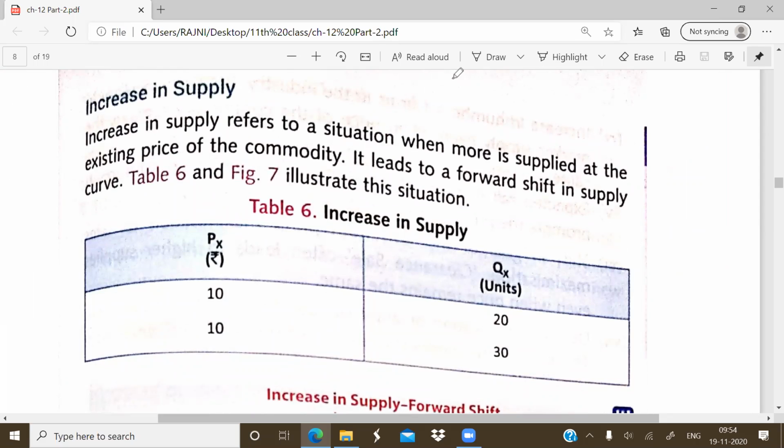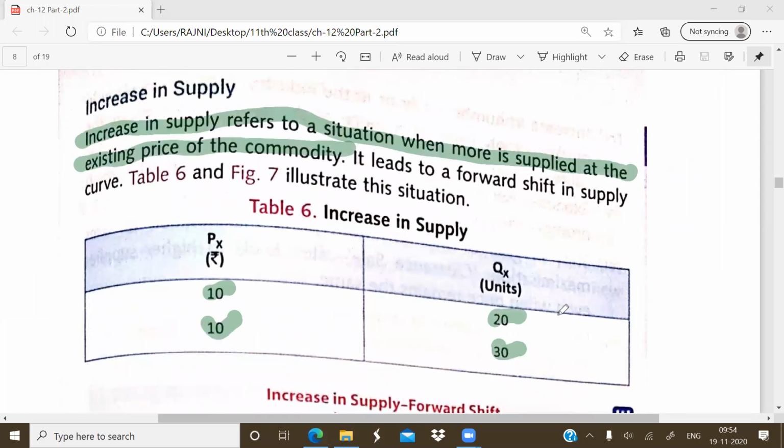So increase in supply is mainly refers to a situation कि जहां पर ज्यादा सप्लाई की जाती है इवन एग्जिस्टिंग प्राइस पे. आपके प्राइसेस जो है वो कांस्टेंट है, 10 के 10 ही है, बट क्वांटिटी सप्लाइड इंक्रीज हो गई. दिस इज नोन एज द फॉरवर्ड शिफ्ट इन द सप्लाई कर्व, इंक्रीज इन द सप्लाई कर्व.